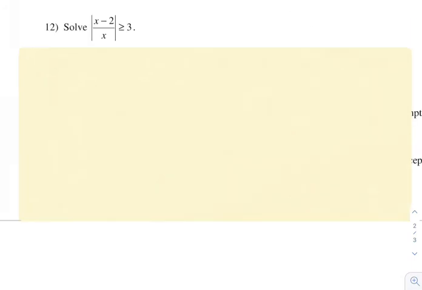All right, next one says we have an absolute value that is greater than or equal to 3. So basically, when we have the absolute value, remember that you can either break it up into positive, so it was x minus 2 over x is greater than or equal to 3, and the negative. Something along those lines.